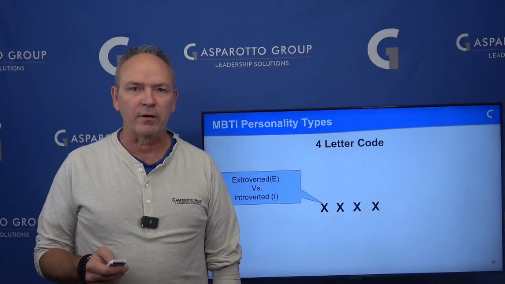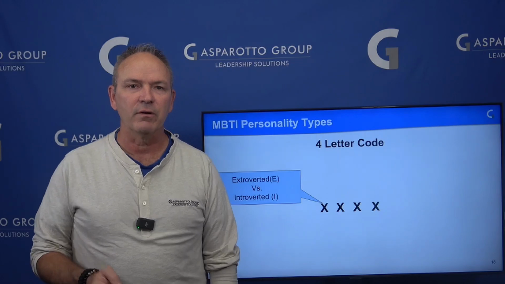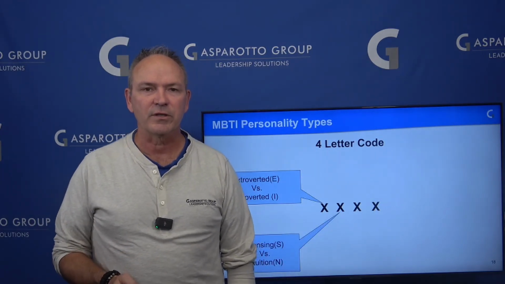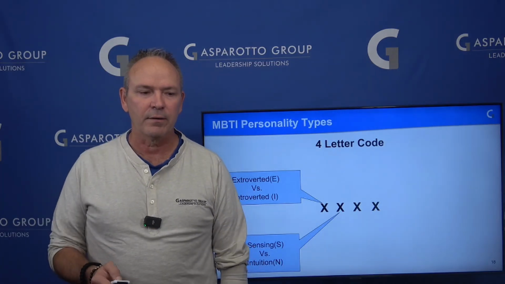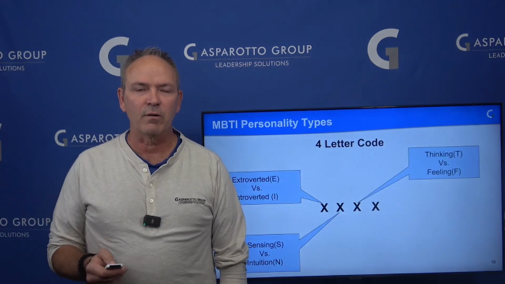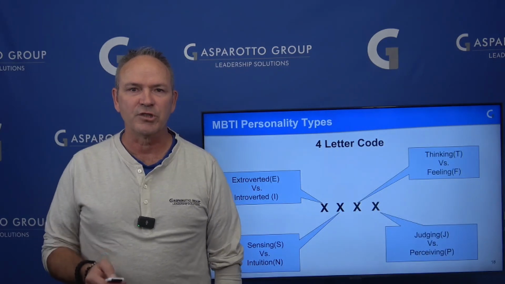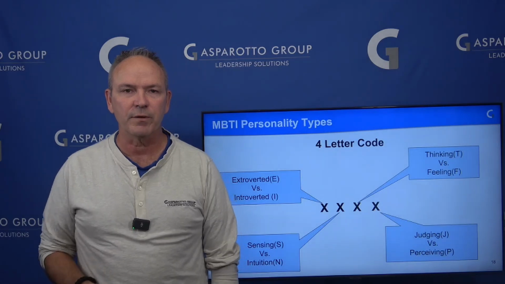As referred to earlier, the MBTI produces a 4-letter code. Individuals are assigned a letter from each dichotomy, resulting in a 4-letter code. For example, ISTJ, representing their MBTI personality type, their preferences. The first letter is E or I, extroverted or introverted. The second letter is either S or N, sensing or intuition. The third letter is either T or F, thinking versus feeling. And the fourth letter is J or P, judging or perceiving.